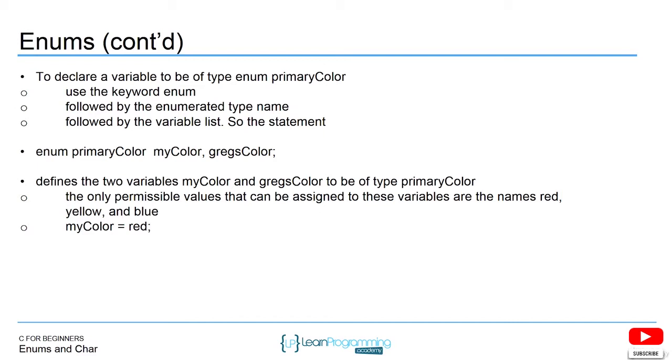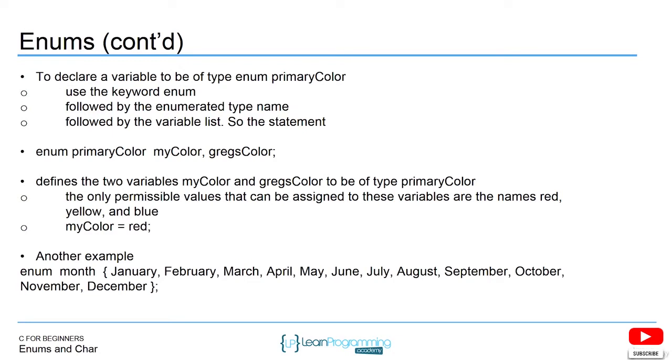So this is a very powerful data type because you're essentially defining your own data types that can contain only certain values. Another example here would be if we created an enum that is of type month.